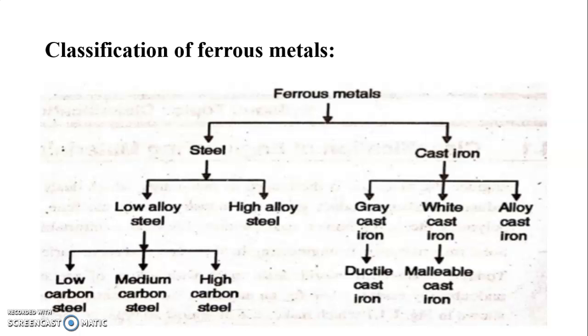Again, it is divided into three categories: gray cast iron, white cast iron, and alloy cast iron. Under the category of gray cast iron, there is ductile cast iron, and under the category of white cast iron, there is malleable cast iron. So this is the classification of ferrous material.